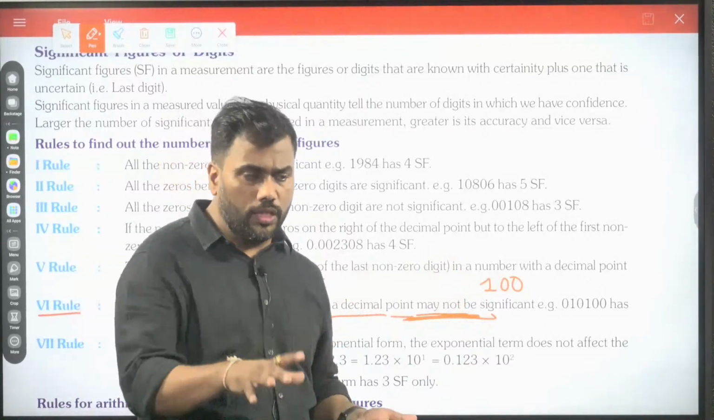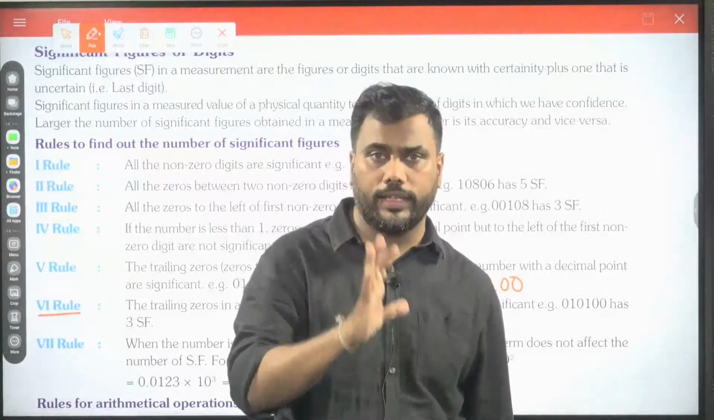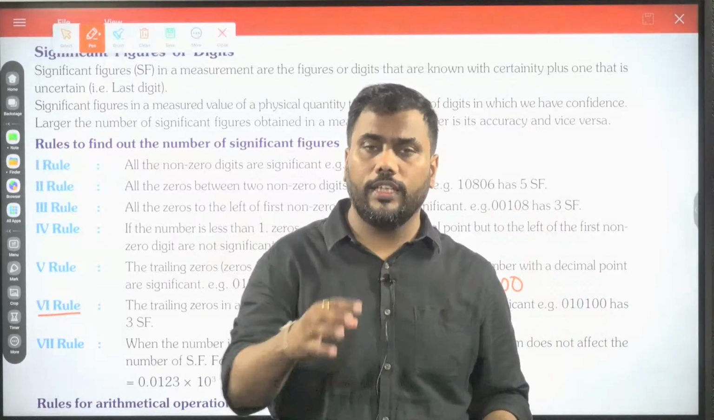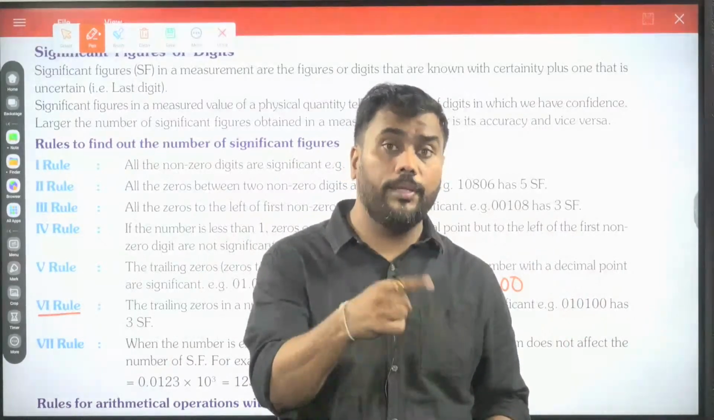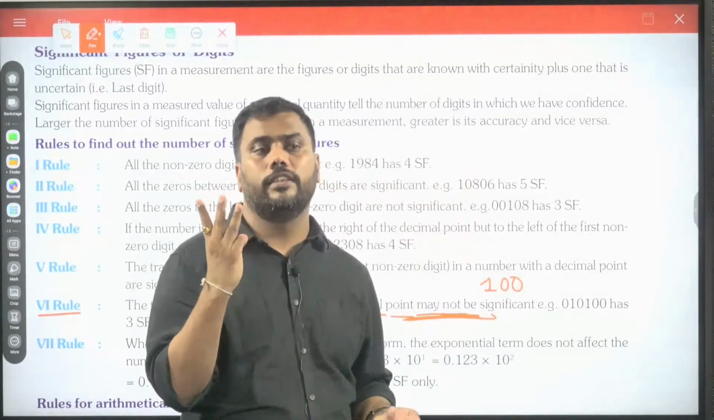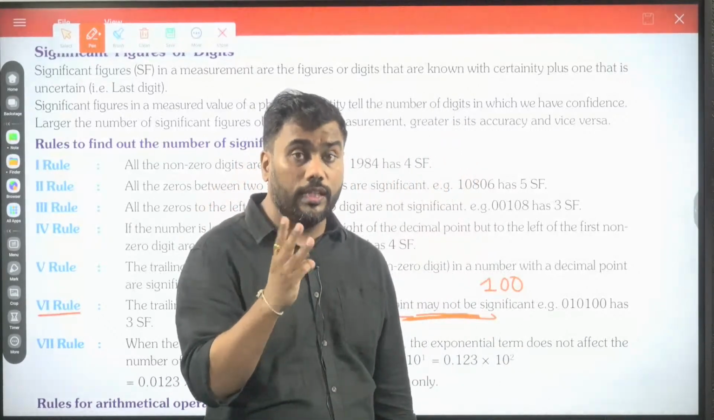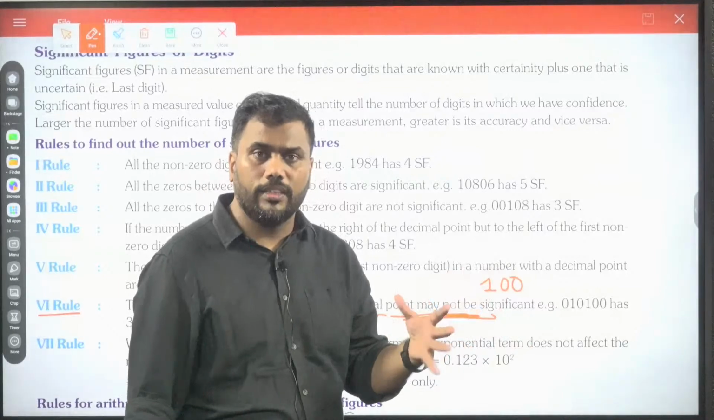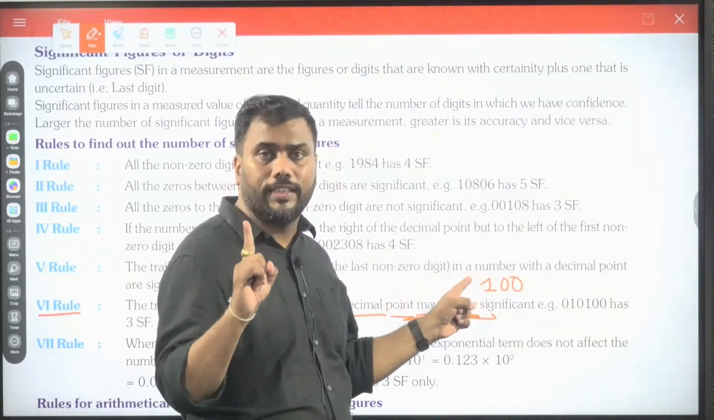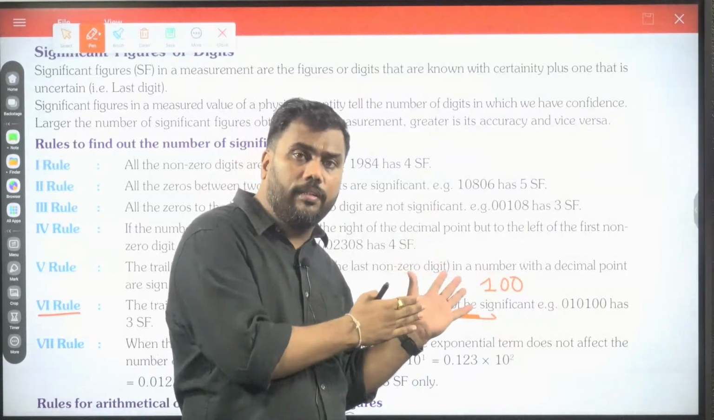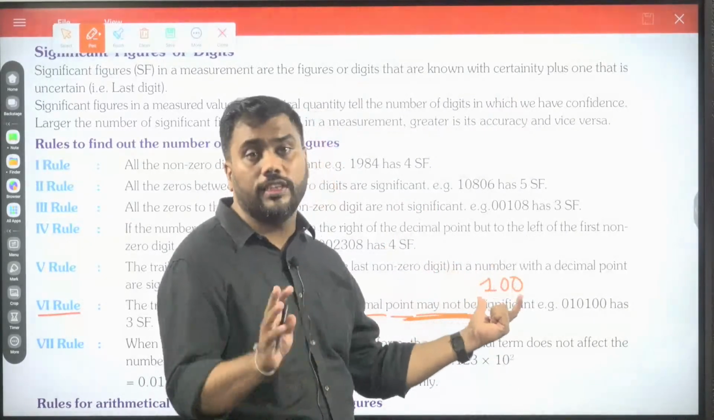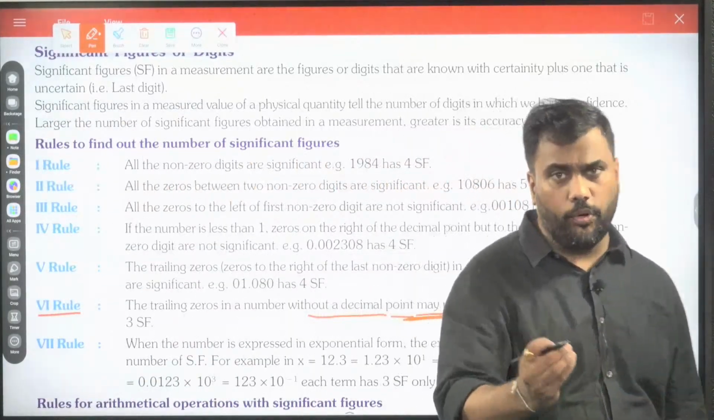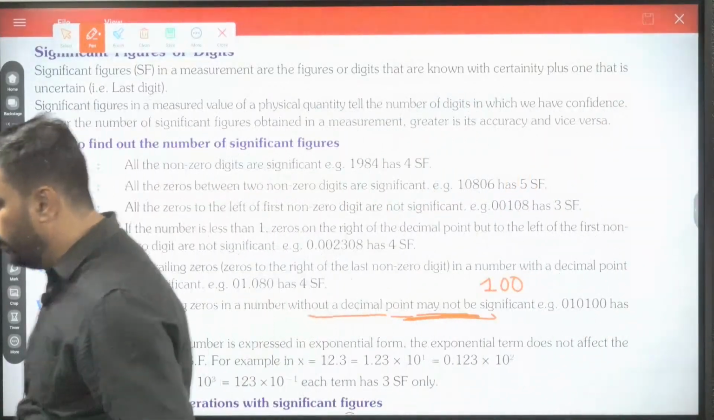Suppose I ask you, what is the total number of boys in a class of 100 boys? A class contains exactly 100 boys, and you count the number of boys and get 100. So you are getting 100 by measurement. Then 100 contains three significant digits. Whatever zeros you get by measurement are significant. If this 100 is just a number I am writing, not by measurement, then it contains only one significant digit. But if I get this number by measurement, by counting, then it has three significant digits. This is a tricky point. Are you understanding this point?